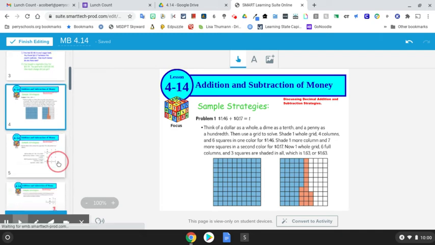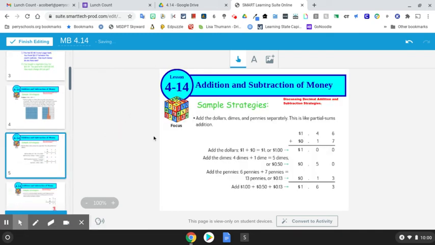That's a sample strategy. Here is another strategy, adding them like when you add decimals. So we can have $1.46 and 17 cents, which is 1 and 46 hundredths plus 17 hundredths. If we do it in partial sums, we see that we can add the 1 plus the 0 is $1. 4 tenths plus 1 tenth is 5 tenths or 50 cents. And then 6 pennies plus 7 pennies or 6 hundredths plus 7 hundredths is 13 hundredths, getting us a total of 1 and 63 hundredths or $1.63.